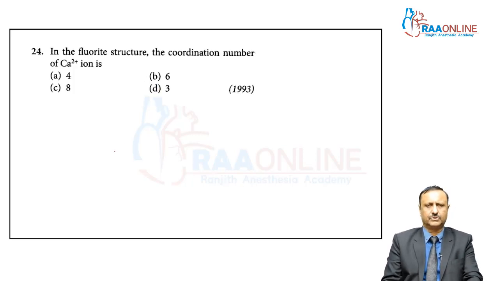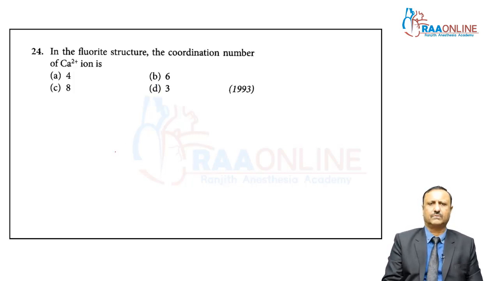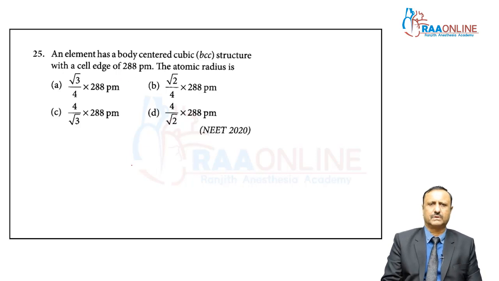Now we can go to question number 24. In the fluorite structure, the coordination number of Ca2+ ion is 8, my dear friends. The Ca2+ ions react with the fluoride ions and get the 8 coordination number. Now we can go to question number 25.